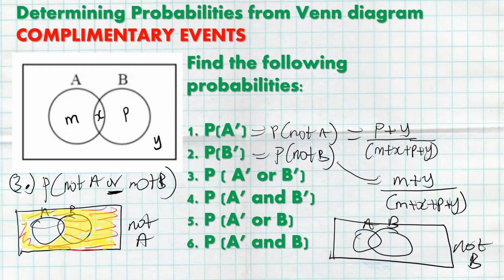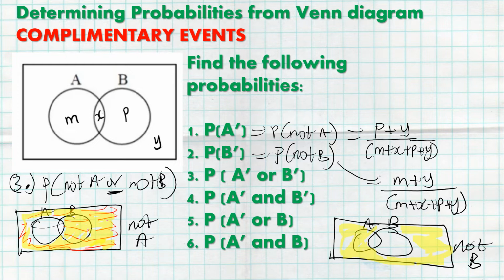So we go to not B, right? Not in B will be everything that is outside the circle of B. There we go. Sorry about this. We just include everything that is outside the circle of B. It will be not B. So not A or not B.